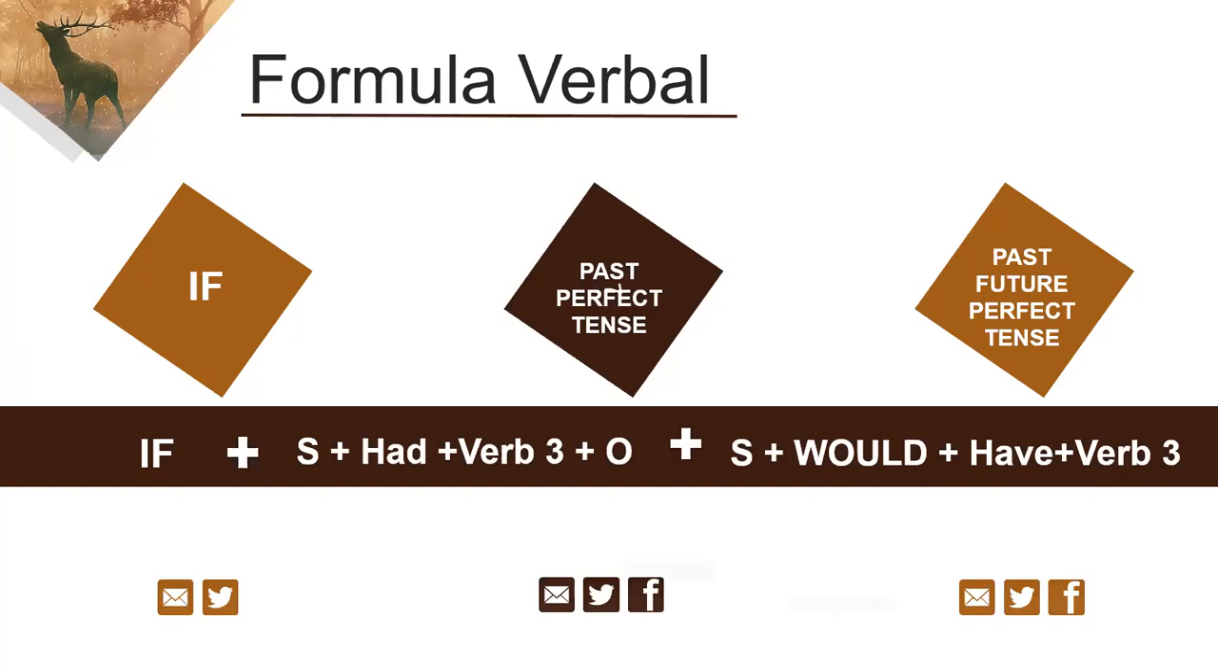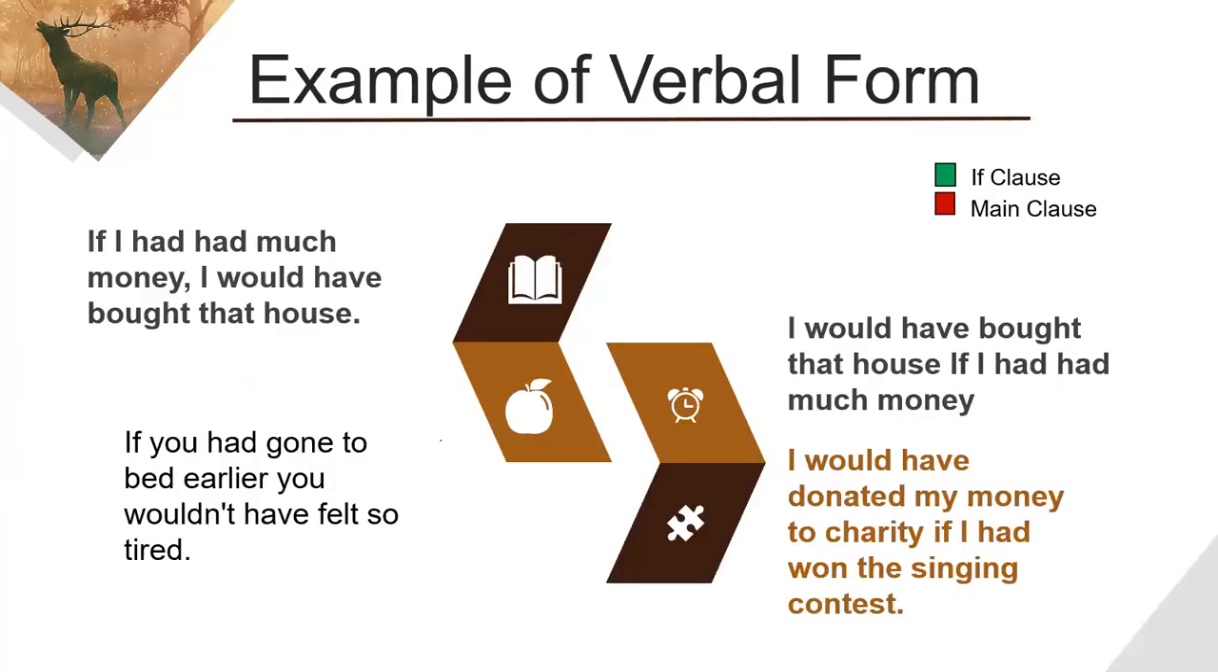How about examples? Okay, now let's talk about the example of the verbal sentence first. So here's an example. If I had much money, I would have bought that house. So we did it already before. And this one, if you had gone to bed earlier, you wouldn't have felt so tired. Okay, look at this one. Which is the if clause? Can you tell me which is the if clause of the sentence?